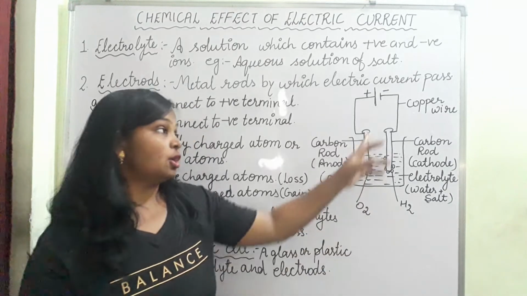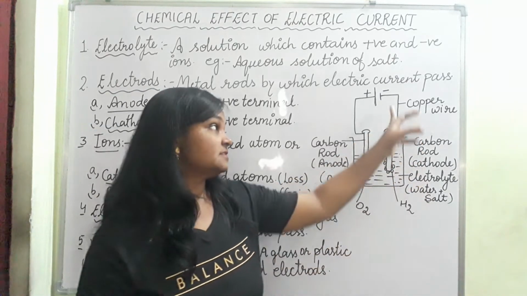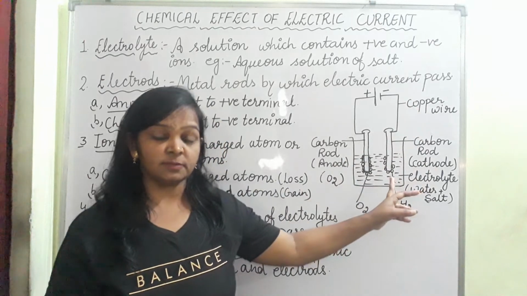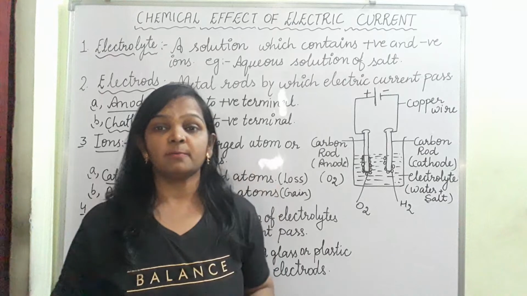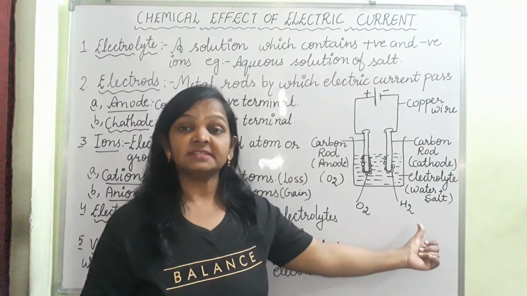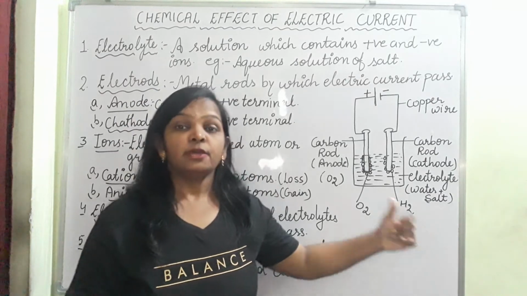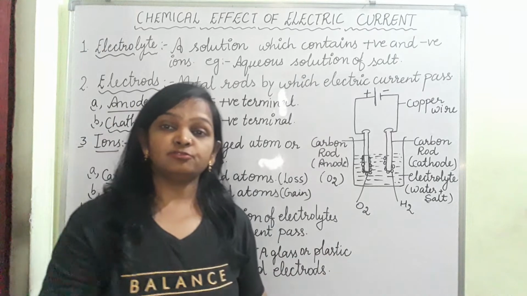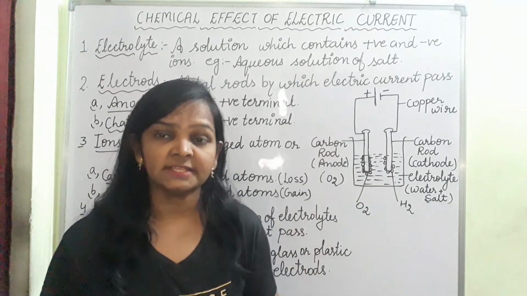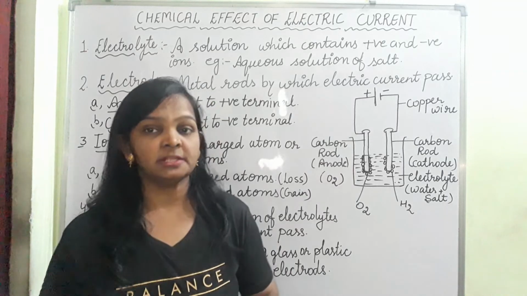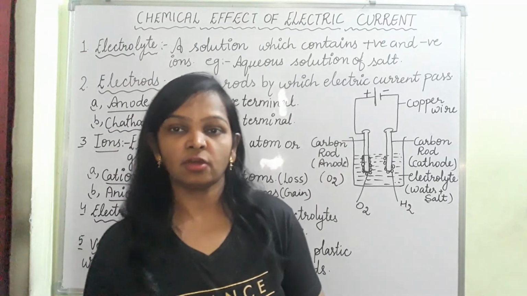And on the other rod which is connected to the negative terminal of the battery, or you can say cathode, there are also some bubbles, but this is hydrogen gas. So we can separate hydrogen and oxygen gas from water by this process of electrolysis, and this shows the chemical effect of electric current. That's all. Thank you.